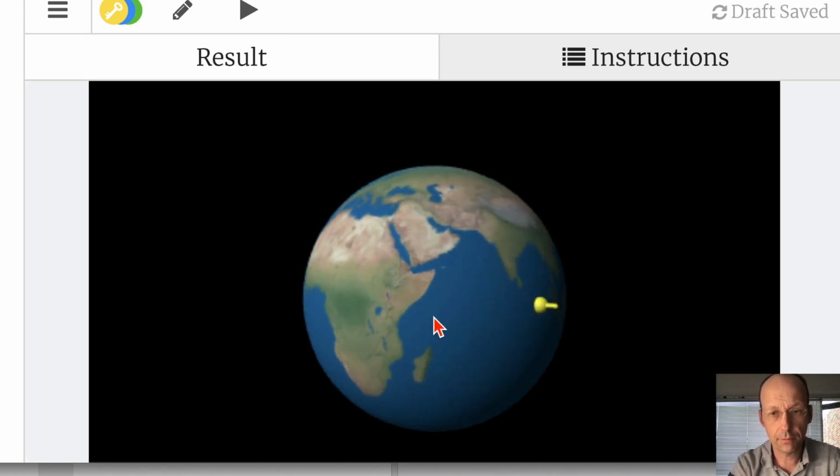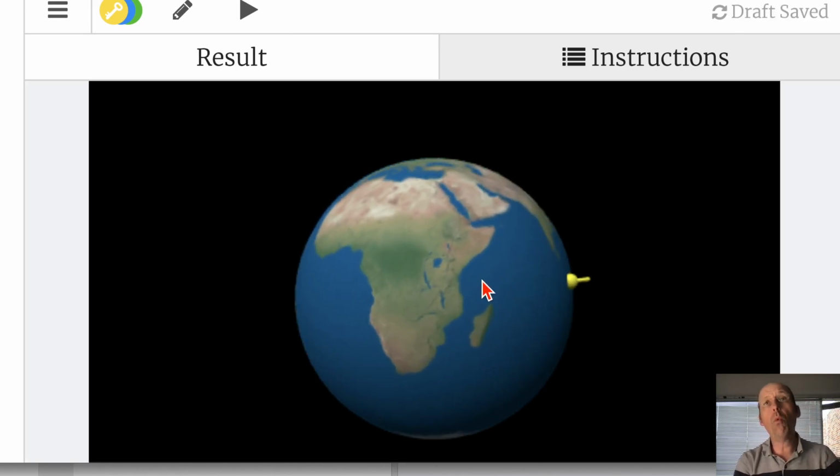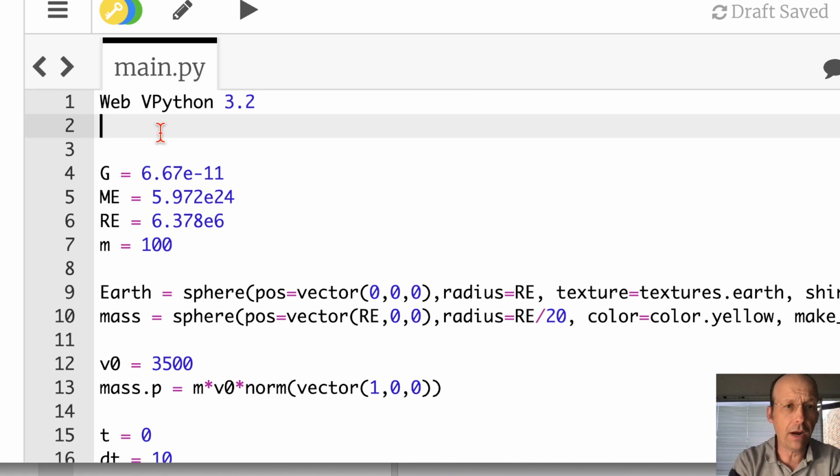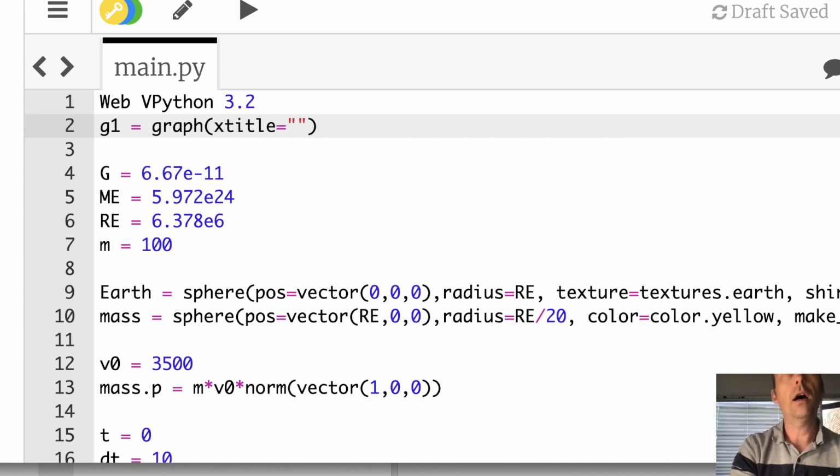There it goes. Okay. Now I want to make a graph. Let's make a graph of, and this may not make sense right now, the velocity of the object as a function of position from the center of the Earth. That way we can see how it's moving in a way. So I'm going to make a graph. g1 equals graph. Let's just give it an x title of r. And I'm not even going to put the units there. I'm just trying to get this quick.